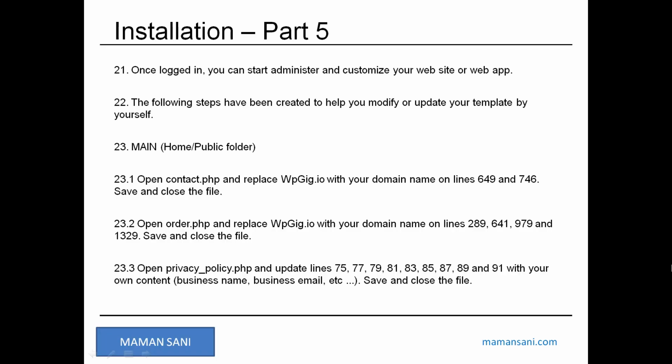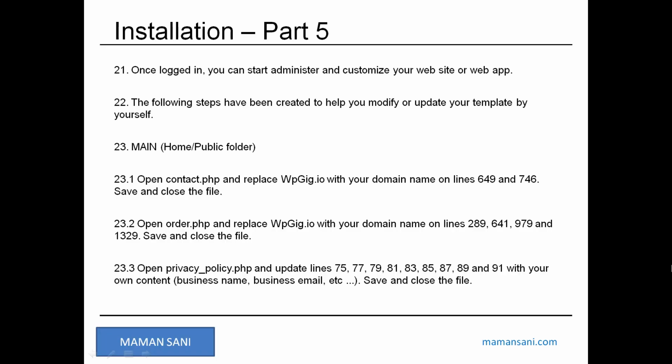Main, Home, Public folder. Open contact.php and replace wpgig.io with your domain name on lines 649 and 746. Save and close the file. Open order.php and replace WpGig.io on lines 289, 641, 979, and 1329. Save and close the file.